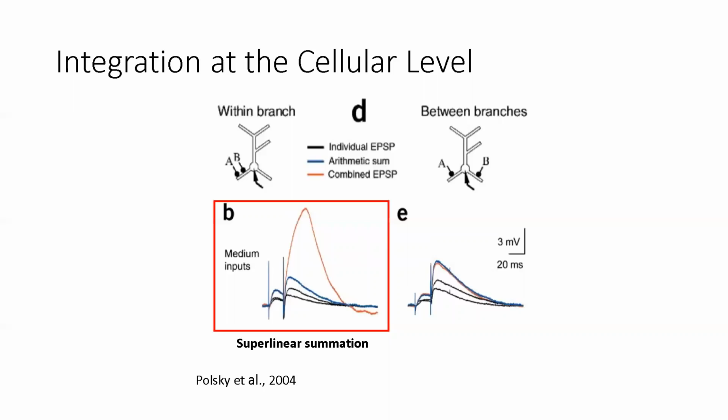At the cellular level, there's two different types of summation of neuronal inputs that we're interested in. On the right, we have an example of linear summation or integration, where the output that is formed from the two inputs is the sum of the two inputs. Whereas on the left, we have superlinear summation, where the combined response to the inputs is greater than the linear sum.